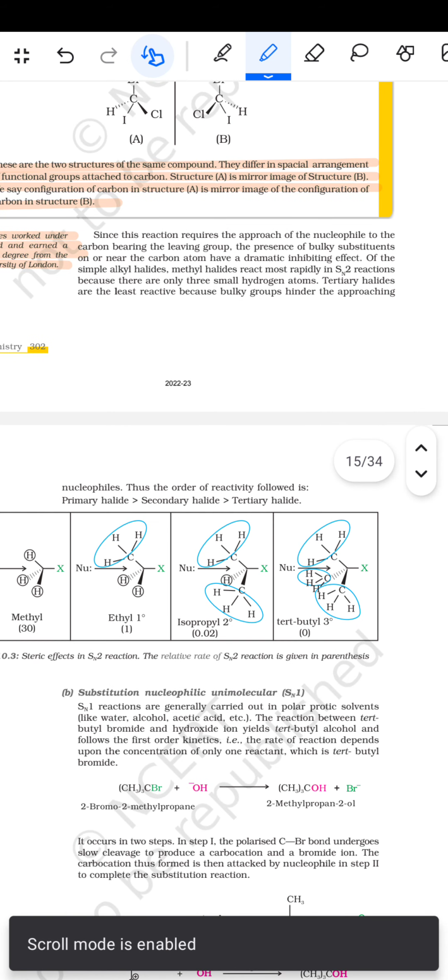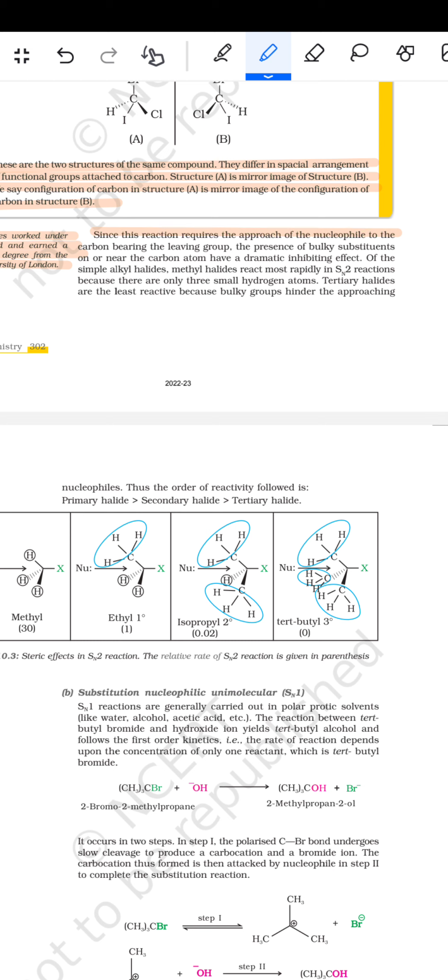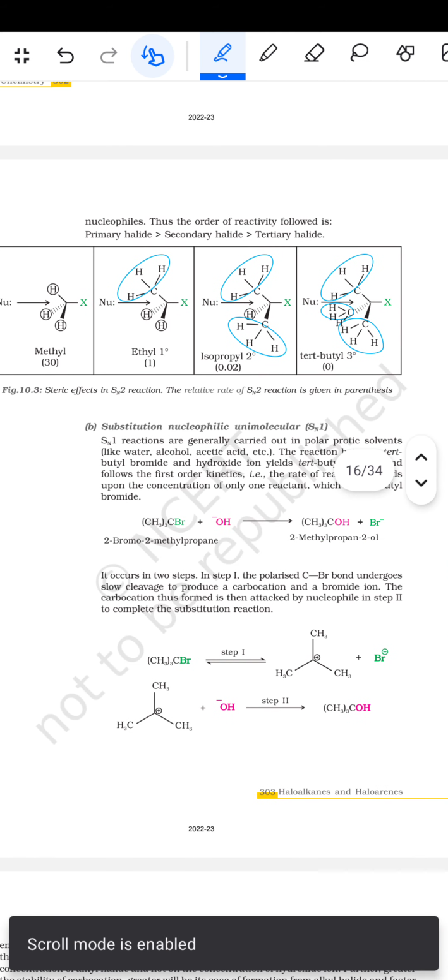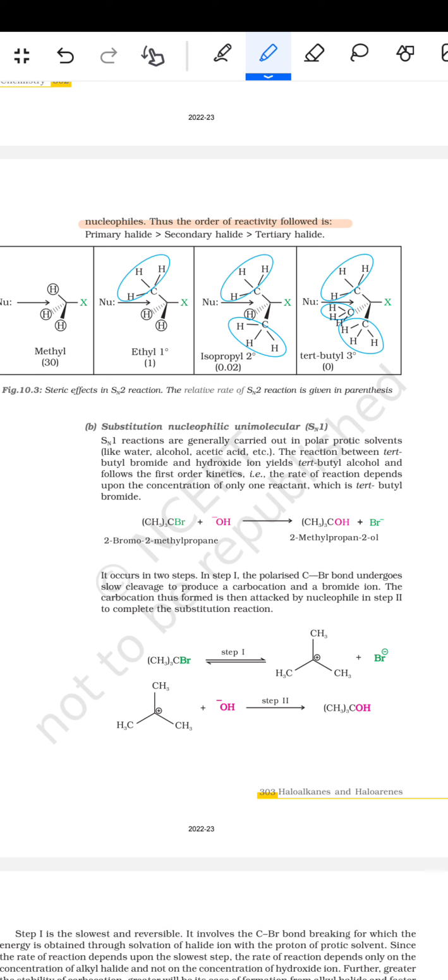Now, since the reaction requires the approach of the nucleophile to the carbon bearing the leaving group, the presence of bulky substituents on or near the carbon atom has a dramatic inhibiting effect on simple alkyl halides. Methyl halides react most rapidly in the SN2 reaction because there are only 3 small hydrogen atoms. The tertiary halides are the least reactive because the bulky groups hinder the approaching nucleophiles. Thus, the order of reactivity follows primary halide, then secondary halide, and then tertiary halide.